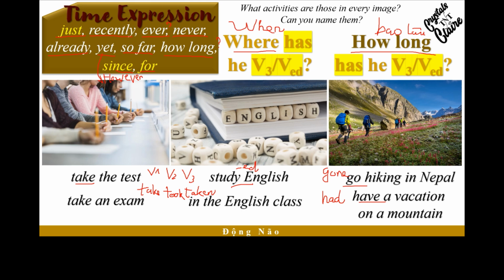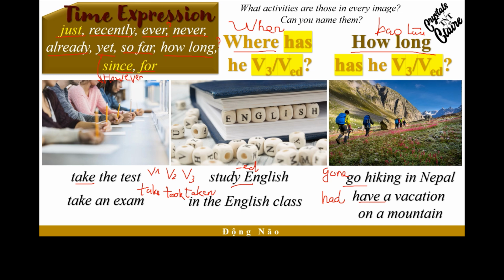What activities are those in every image? Yes, so when has he taken the test? He has taken the test for 30 minutes. Đã suốt 30 phút rồi ha. How long? Go hiking. How long has he taken the test? He has taken the test 45 minutes. 45 phút rồi ha.